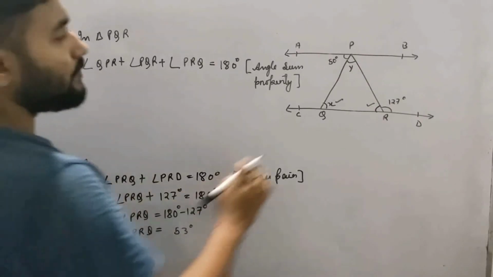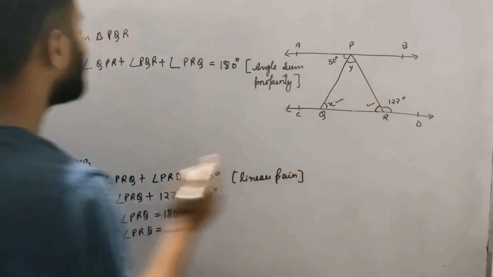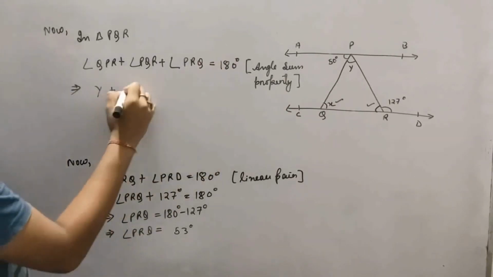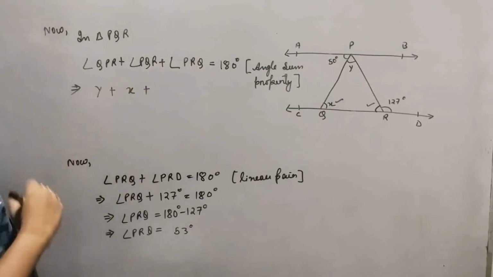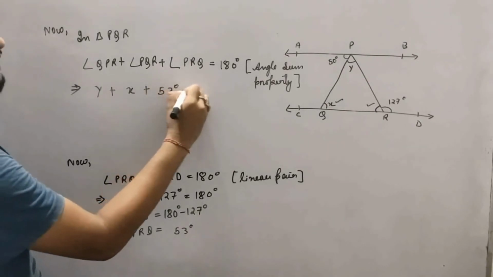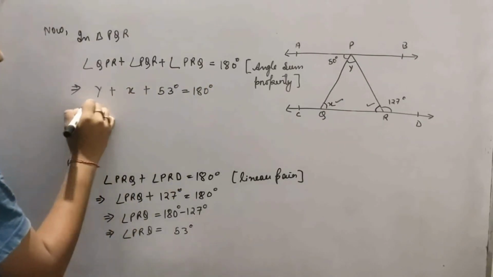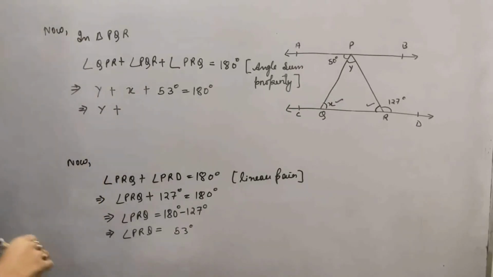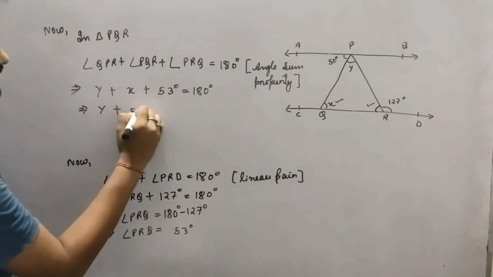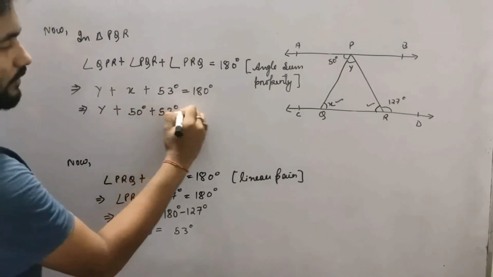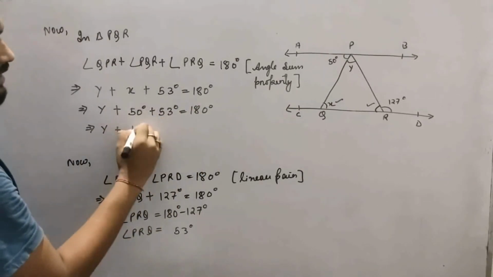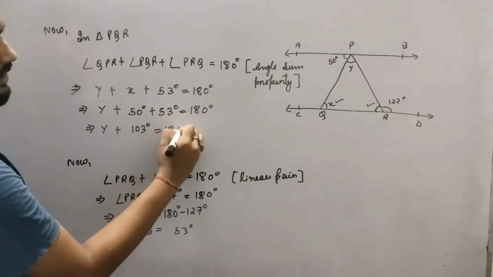Okay, so you put the values. What is the value of angle QPR? The value is Y. Y plus PQR, the value is X. What is the value of PRQ? PRQ we have got 53 degree, isn't it? 53 degree is equal to 180 degree, which implies Y we will find. What was the value of X? The value of X was 50 degree, right? Alternate angles. So Y plus 50 plus 53, this is 103 degree, equal to 180 degree.